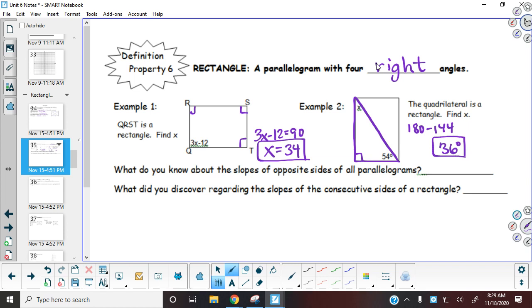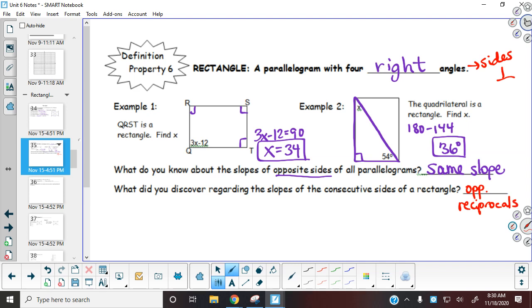Okay. Now, as far as what do you know about the slopes of opposite sides of all parallelograms? Since we're looking at opposite sides, we need to make the connection that opposite sides are parallel, and if we have sides that are parallel, that means that they have the same slope. On the second question, what did you discover regarding the slopes of consecutive sides of a rectangle? As you look at the coordinates, or if you just think about this logically, if they are right angles, that means the sides are going to be perpendicular. And if the sides are perpendicular, that means that your slopes are going to be opposite reciprocals. Kind of going back to what we already know about lines.